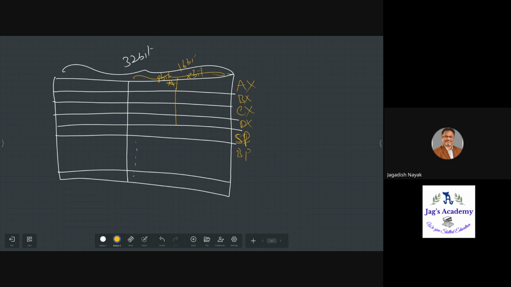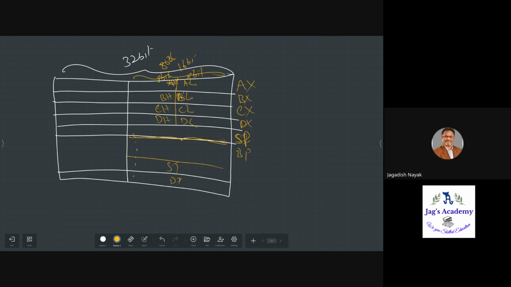Now we write this as AX, BX, CX, DX. The same AX can be used as AH and AL separately, as two 8-bit registers. This is possible only for the general purpose registers: CH, CL, and likewise DH and DL. But the stack pointer has to be used fully as 16-bit in the 8086 microprocessor. You cannot divide it. Stack pointer, base pointer, source index and destination index all have to be used as 16-bit.